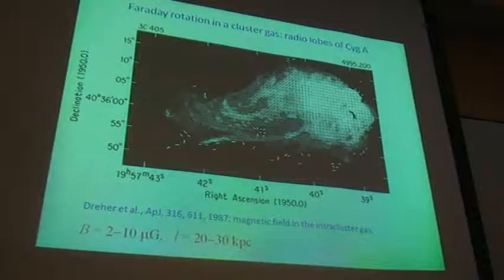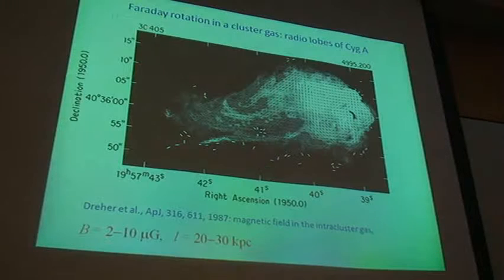It's not quite clear where this Faraday rotation originates. Part of it can originate in a shell of this region made of thermal gas, which was produced when the jet was moving through the medium. But still, at least part of it should be produced along the line of sight, within the cluster itself. So such estimates suggest that the magnetic field strength here is about 2 to 10 microgauss, and its scale is about 20 or 30 kiloparsecs. And this is quite an impressive thing.